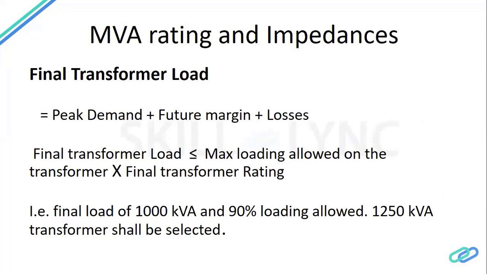So you will calculate this load, and you will select the transformer rating, but you need to check that your transformer is not fully loaded. For example, if you have a final load of 1000 kVA and 90% loading is allowed, you have to select the 1250 kVA transformer. You cannot go with a 1000 kVA transformer because 100% loading is not allowed. So you will go with the 1250 kVA transformer, so that your transformer is well within the limits.